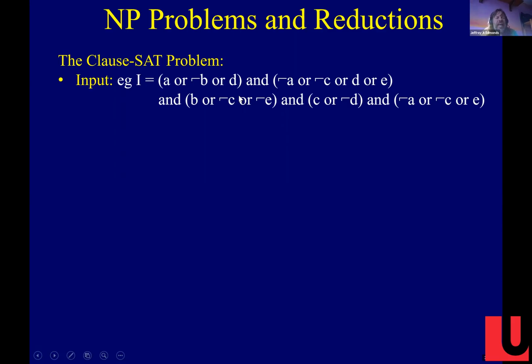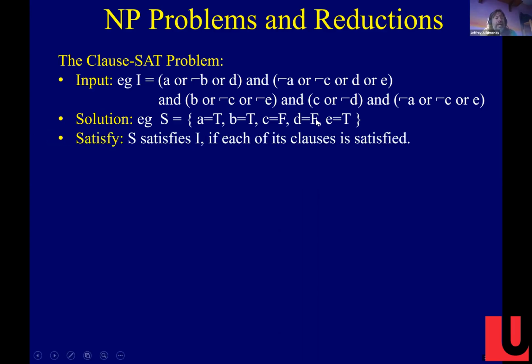The input is the AND of clauses, and each clause is the OR of literals, and each literal is a variable or its negation. And the solution assigns a value to each variable. And when is it satisfiable? It's satisfiable if each clause has a literal that satisfies it. And how does the literal satisfy it? Either the literal is not negated, right here the B is true, so it satisfies that. Here the D is false, so the not D satisfies that clause, right?